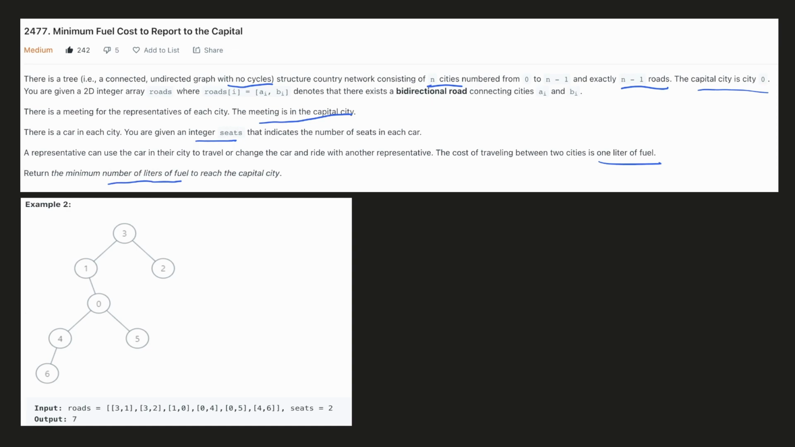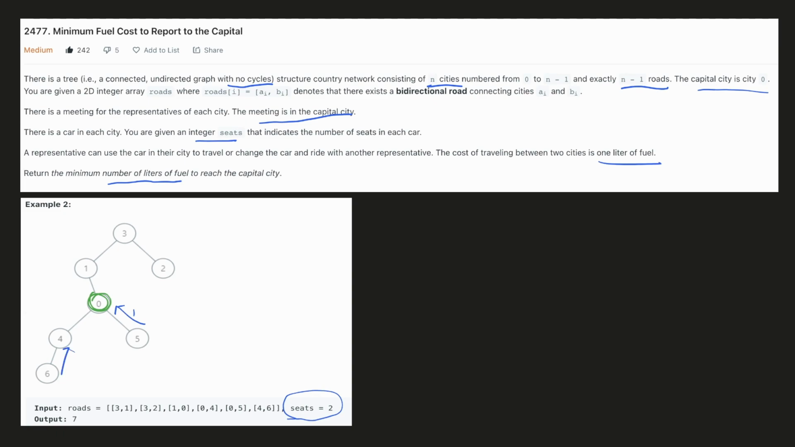Let's look at this example. The number of seats in the car is 2. The capital city is 0 and people from each city will have to travel to 0. From city 5, one person will travel to city 0, using one car and consuming 1 liter of fuel.